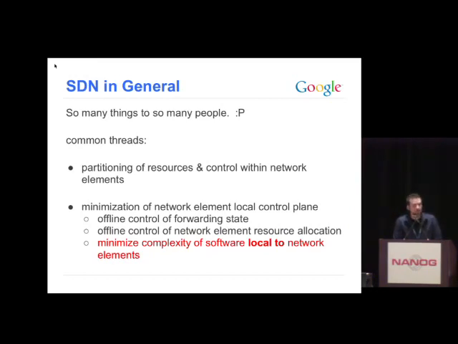You're moving state into the controllers and the applications, and you're pushing state down to the network, and you're only pushing the state down that you need. That's basically it. And all of them have the same thing.